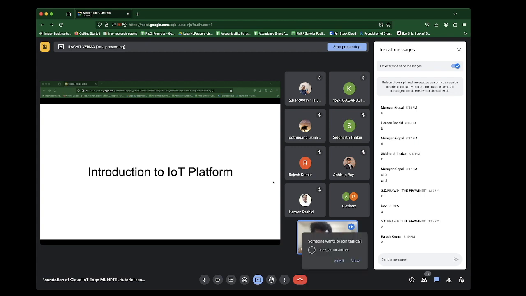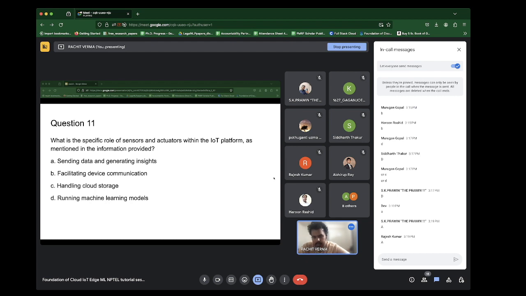So now I'll be going over the questions from some MCQs that I have prepared for you based on the first lecture, Introduction to IoT Platform. Question 11: what is the specific role of sensors and actuators within the IoT platform as mentioned in the information provided? Is it A, sending data and generating insights? B, facilitating device communication? C, handling cloud storage? Or D, running machine learning models?